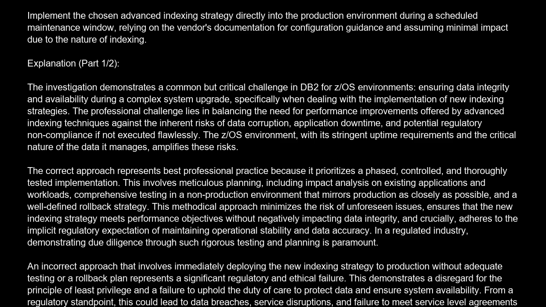This methodical approach minimizes the risk of unforeseen issues, ensures that the new indexing strategy meets performance objectives without negatively impacting data integrity, and crucially, adheres to the implicit regulatory expectation of maintaining operational stability and data accuracy. In a regulated industry, demonstrating due diligence through such rigorous testing and planning is paramount.